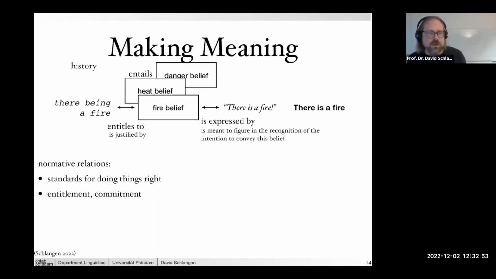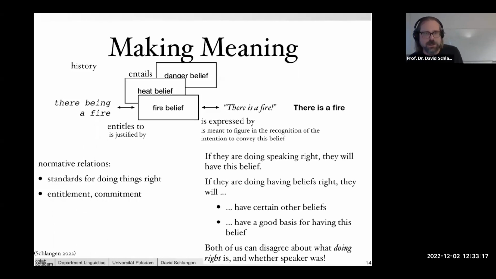So the point is, these are normative relations, there are standards for doing things right. And there are things that entitle you to do certain things. So there being a fire entitles you to have a belief that there is a fire, and having this belief entitles you to saying this. But the other way around, it also commits you to certain things, right? It commits you to believing this. Having said this commits you to certain things. And if those things turn out to be not the case, then you have a problem, and we need to talk about this. Okay? So the mechanism that I want to work with here is the following. So if the speaker is doing speaking right, then they will have this belief.